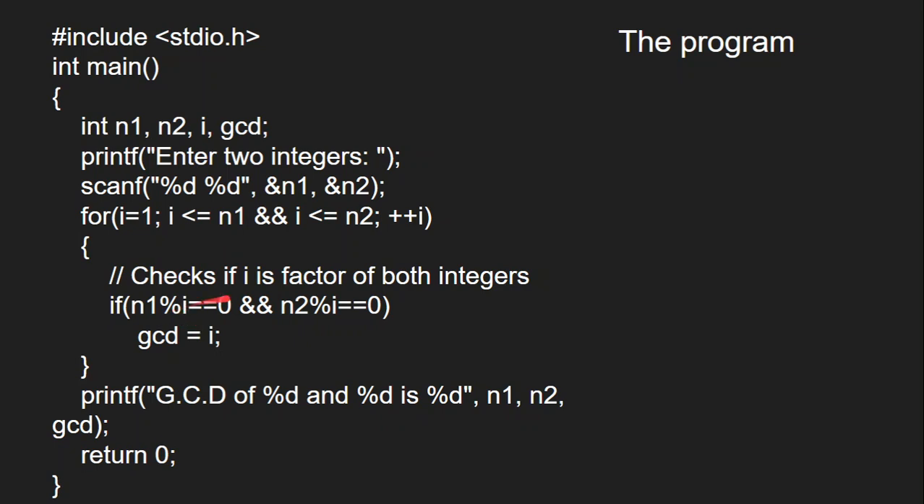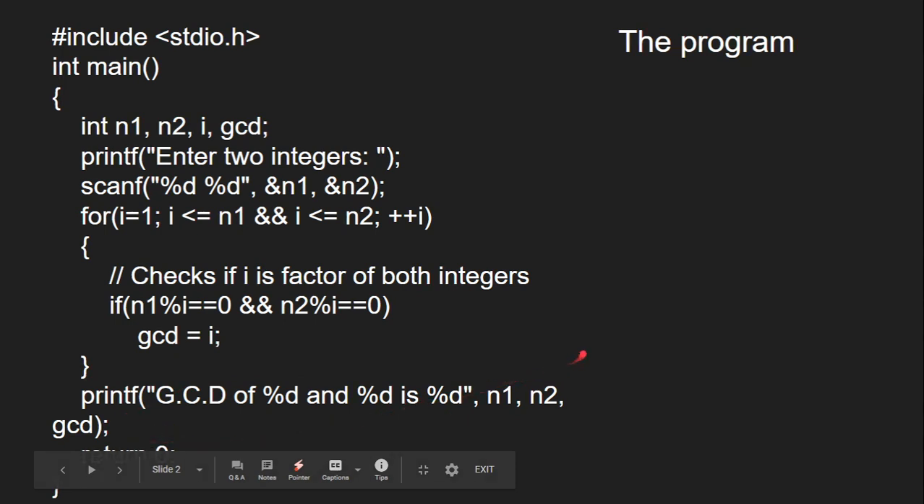So if that i divides both n1 and n2 without leaving a remainder, that means the remainder is 0, then that number is called the GCD, the greatest common divisor, which is equal to i. So which number? This i, that is the greatest common divisor. That's all; we have found the greatest common divisor, and then you have to print the value. Print "GCD of percentage d and percentage d is percentage d", so we have three formats, for n1, n2 and GCD. Return 0.